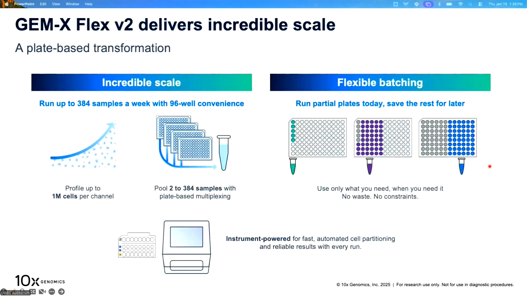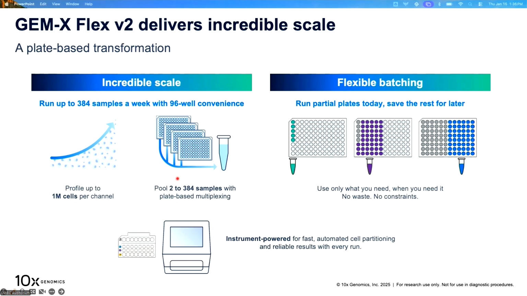A couple of months ago, we launched Flex V2, which comes with a significant improvement in terms of the number of cells that you can profile per lane of a chip, and in terms of plexing. When we look at the number of cells that we can profile per lane, now we are up to 1 million. And a full chip will be 8 million cells that are captured in less than 6 minutes.